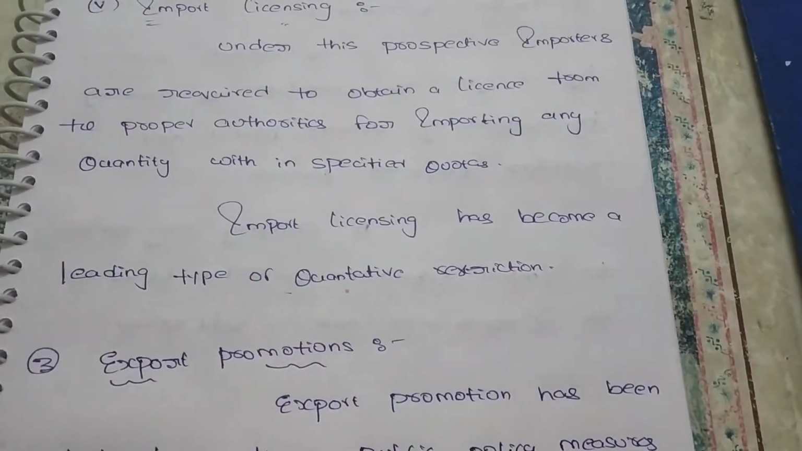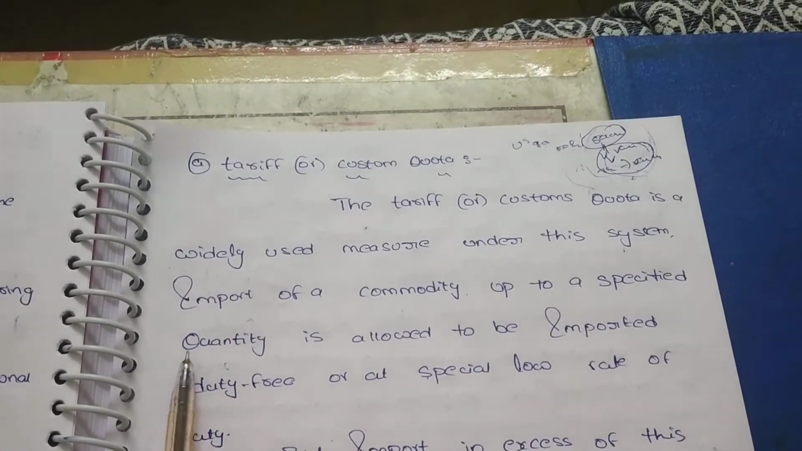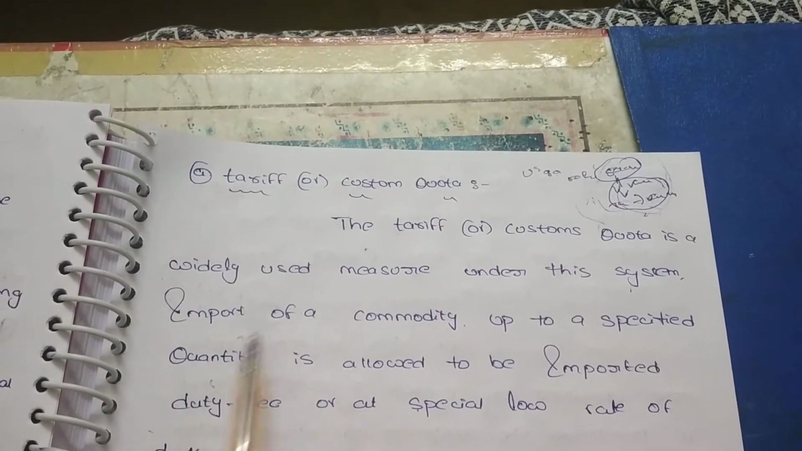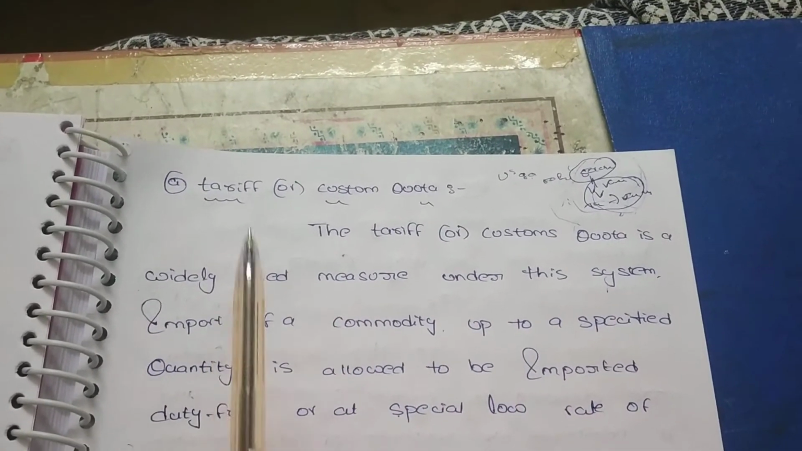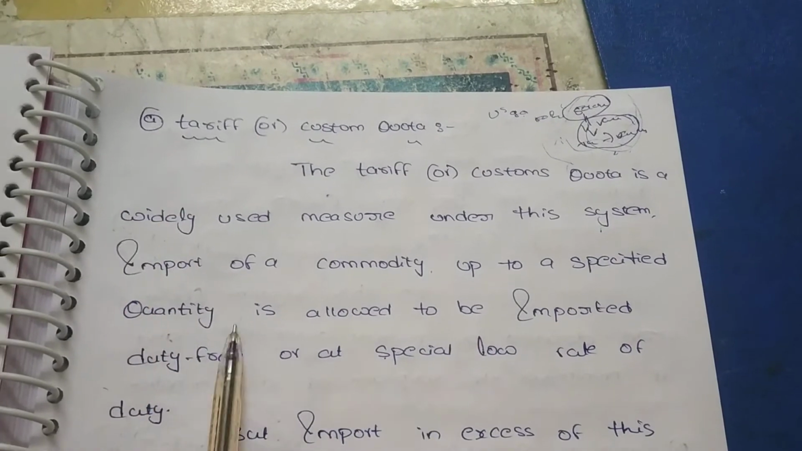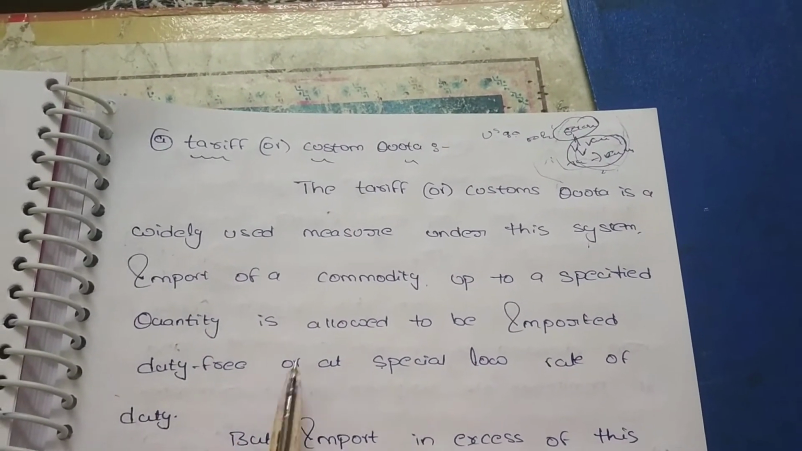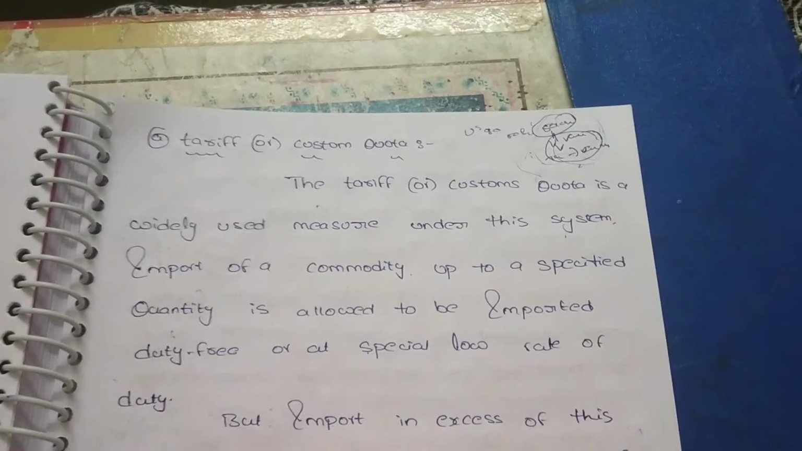These are all the types of quotas. What are the types? Tariffs or customs quota. Tariff or customs quota is a widely used measure. Import of a commodity is allowed up to a specific quantity. Here only up to the specified quantity is allowed for imports and exports. By this we can restrict our imports and exports.